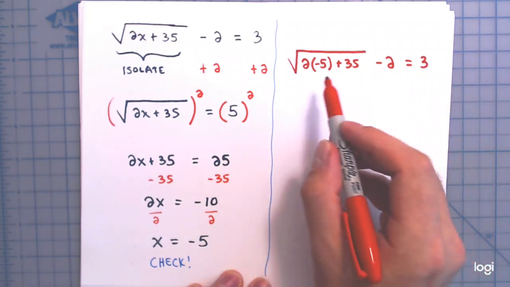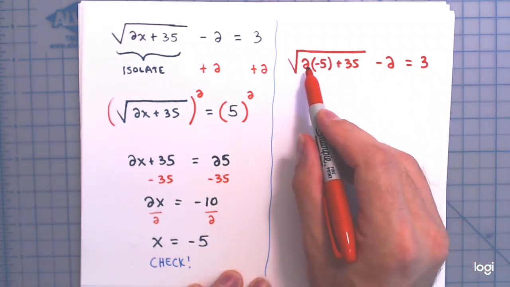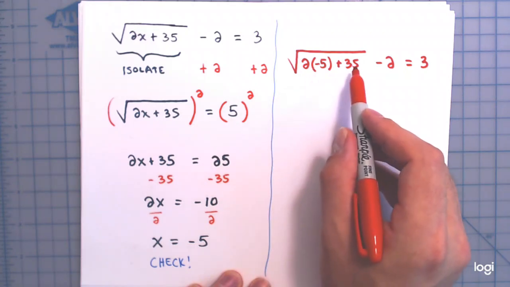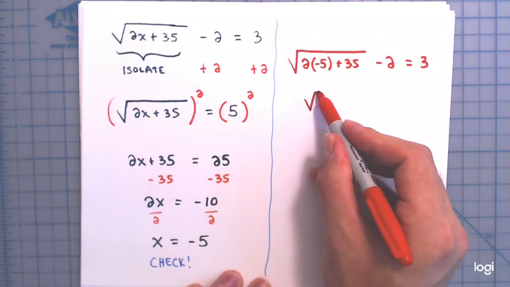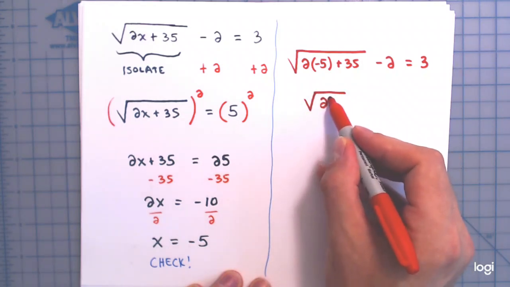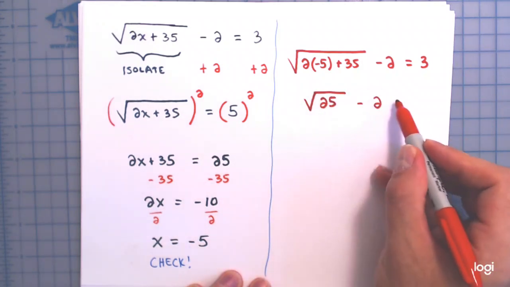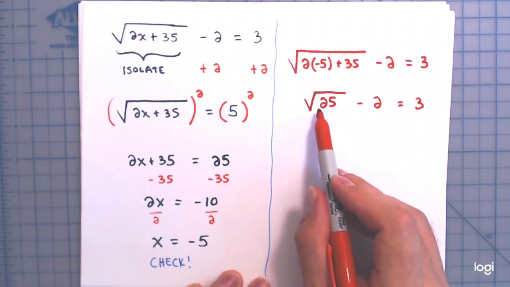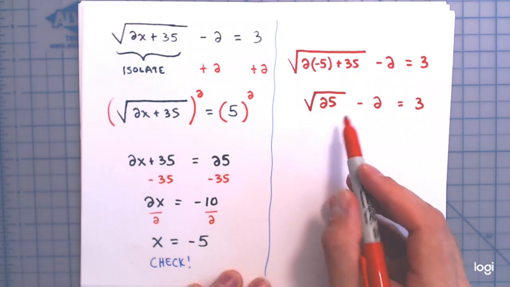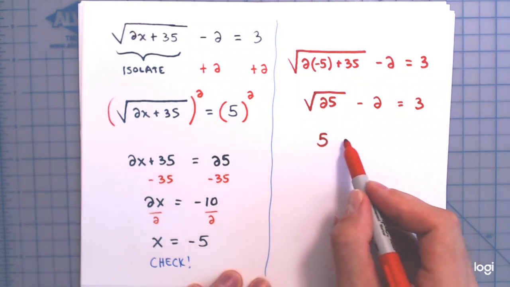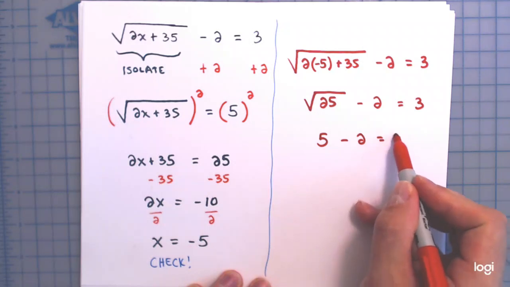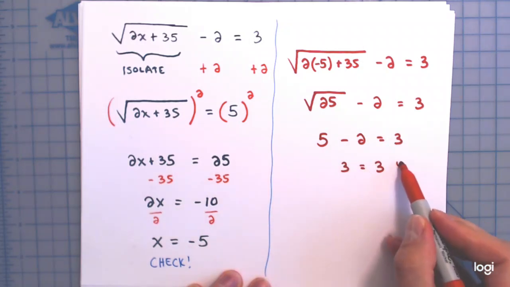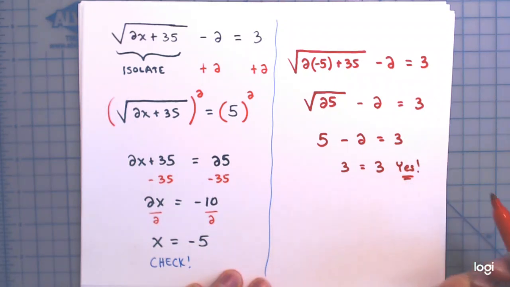Now the radicand, 2 times -5 is -10. -10 plus 35 is 25, right? So we have the square root of 25, then -2, is equal to 3. Again, remember this is the non-negative square root of 25, so it's just positive 5. And is 5 minus 2 equal to 3? Yes, indeed. You have 3 equals 3 here. So again, I have a very good solution.